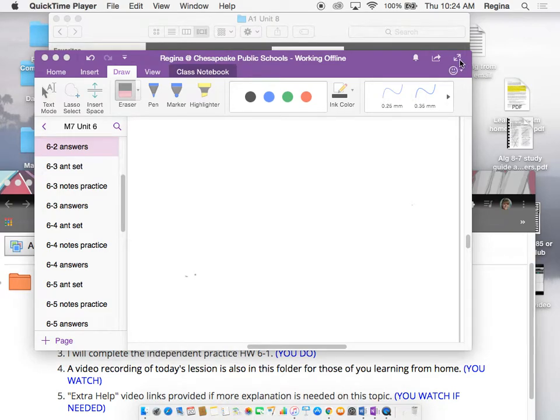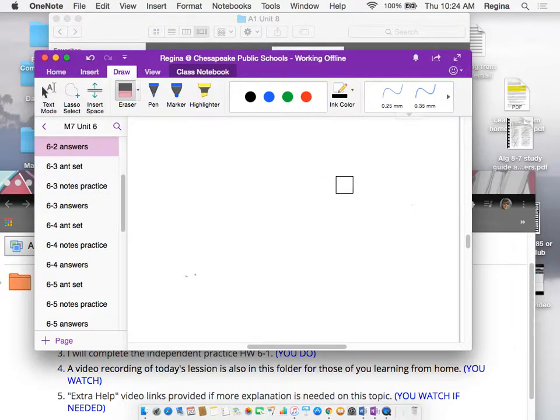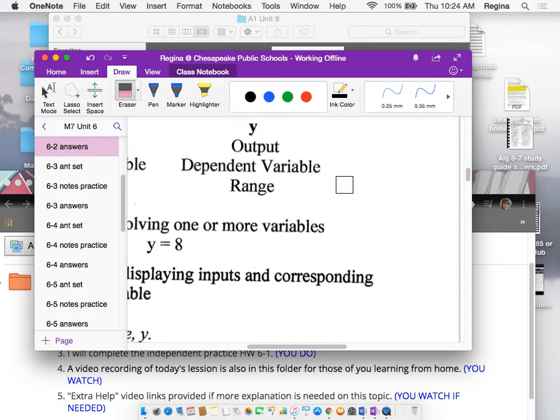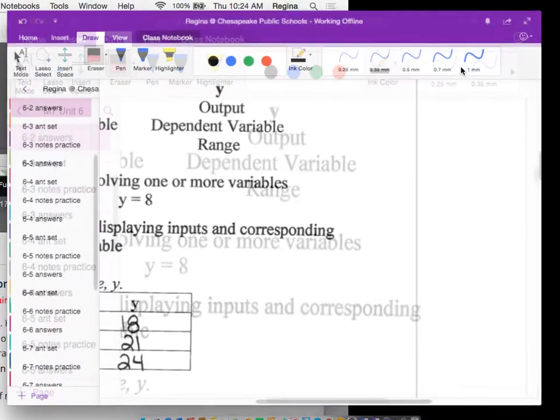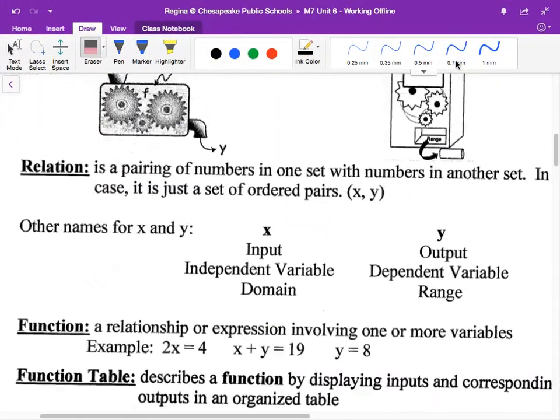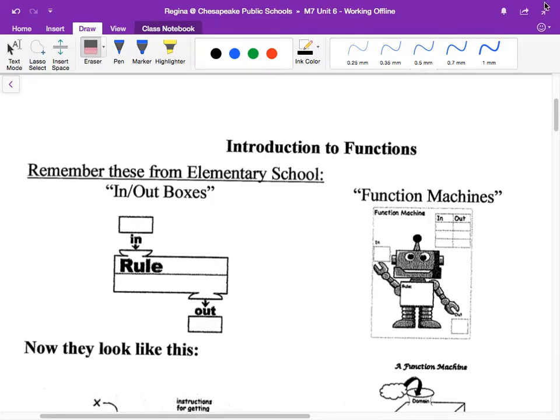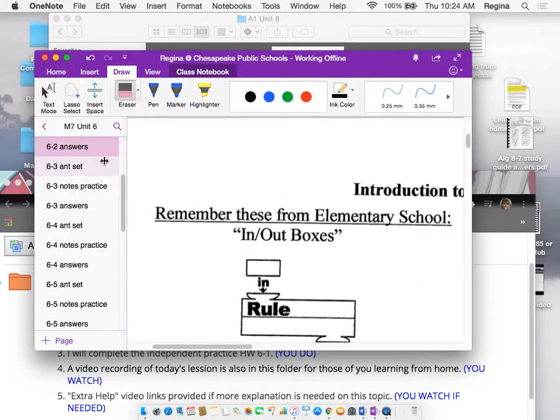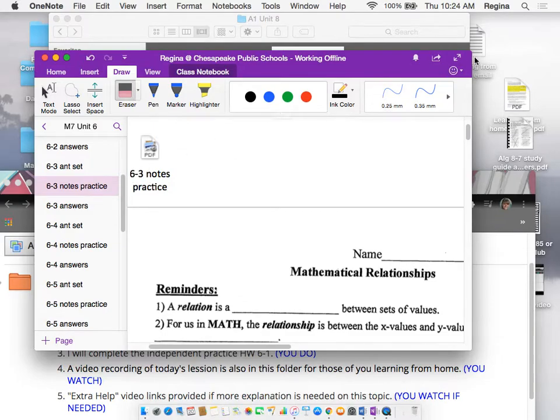6-3. Everybody should have 6-3. There's 2 pages for 6-3. We want the one that looks like this, and here it is. Oops, 6 dash. Oh, that's not the right one. We want 6-3. Make sure you're getting 6-3, not 6. Here it is. All right, it looks like this.